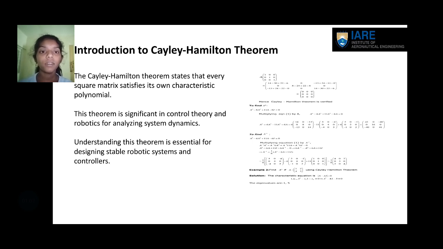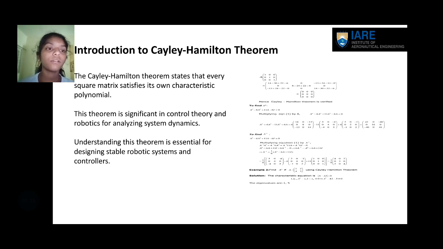And the second point, this theorem is significant in control theory and robotics for analyzing system dynamics. This Cayley-Hamilton theorem is important in control theory of robotics for analyzing dynamic systems. And understanding this theorem is essential for designing stable robotic systems and controllers.